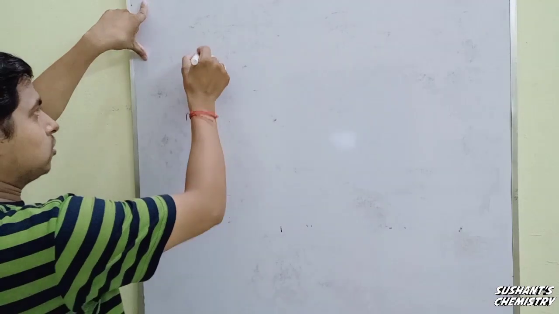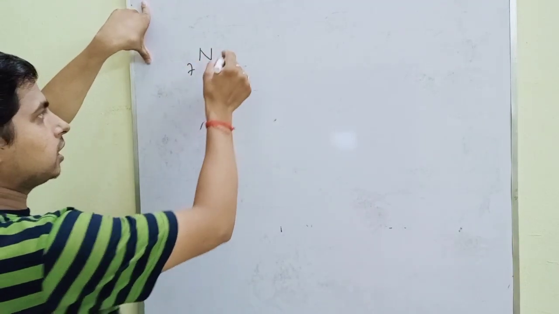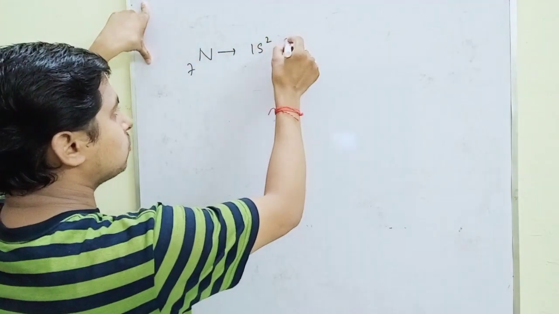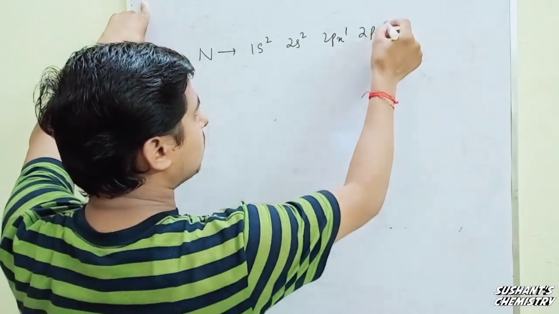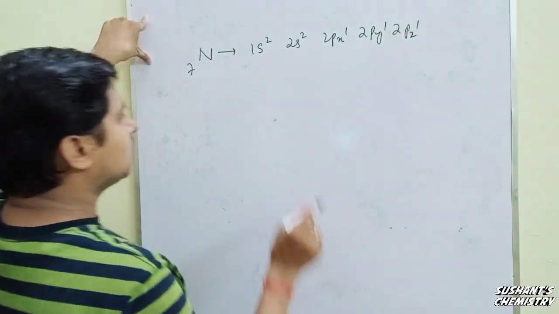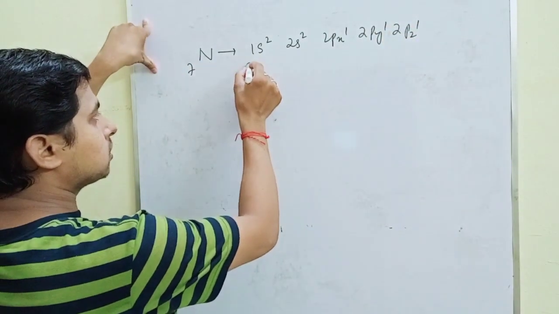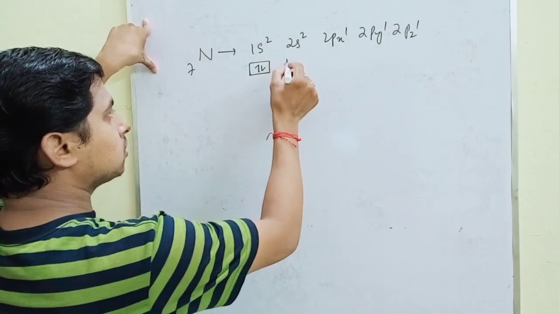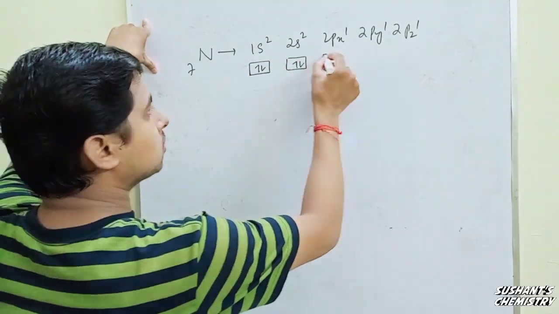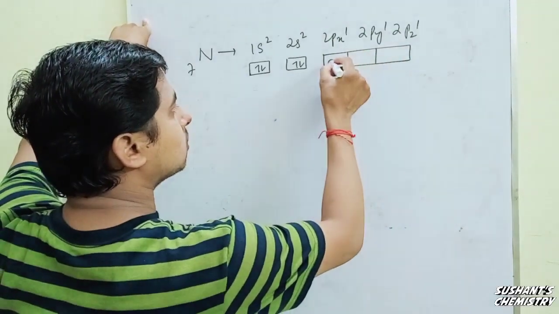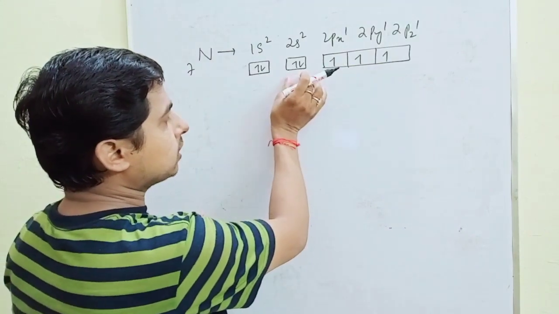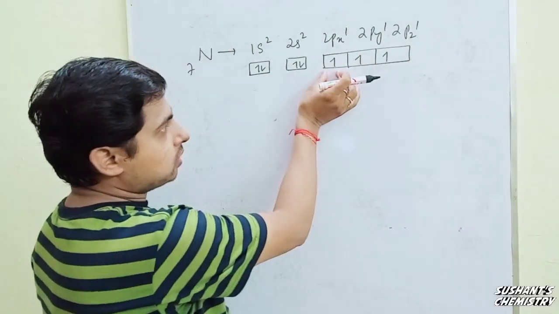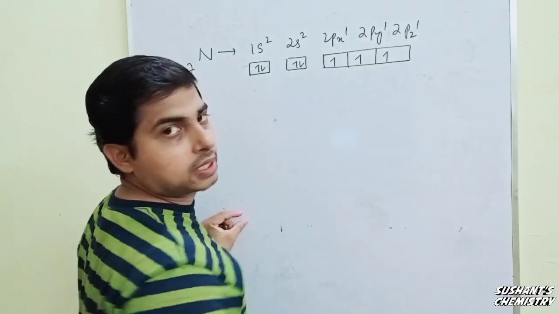Now we take another example. Nitrogen, atomic number 7. That is 1s2, 2s2, 2px1, 2py1, 2pz1. We can write it in this manner. This is the 1s orbital, 2s orbital, 2px1 orbital, 2py1 orbital and 2pz1 orbital.